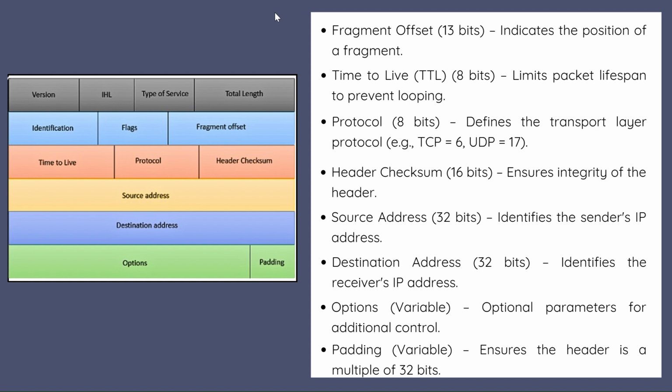Next is protocol, which is of 8 bits. It defines the transport layer protocol. TCP is equal to 6 and UDP is equal to 7. Header checksum, which is of 16 bits. It ensures integrity of the header. Next is source address, which is of 32 bits. Identifies the sender's IP address. Next is destination address, which is also of 32 bits. It identifies the receiver's IP address. Next is options, which is a variable options parameter for additional control.